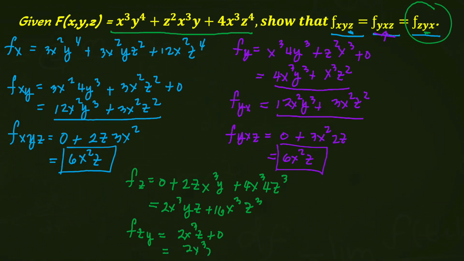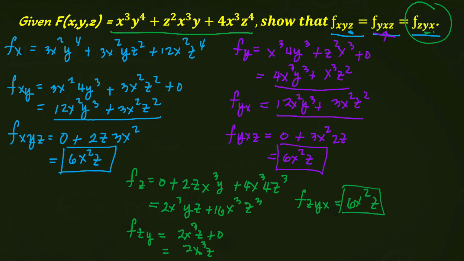2x cubed z. And finally, we'll find f sub zyx. The last independent variable here is x. So we'll find the partial derivative of this answer with respect to x. And with respect to x, there is only one term here, so that will be 6x squared z.